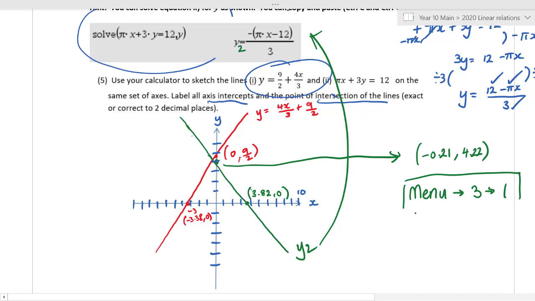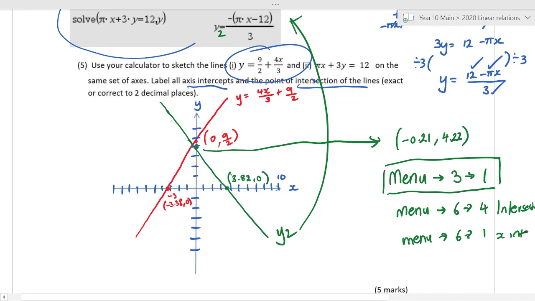What is the other shortcut once you're in the graph screen that we said to find the intersection? Menu 6-4 was for the intersection. You have to be inside the graph screen. And another one was menu 6-1. That is to find the X-intercepts. X-intercepts are when Y equals 0. And you notice with those intercepts and intersections that you needed a left bound and a right bound. Yeah? Okay, I reckon that's about it.